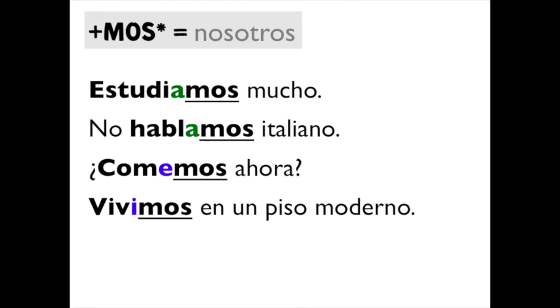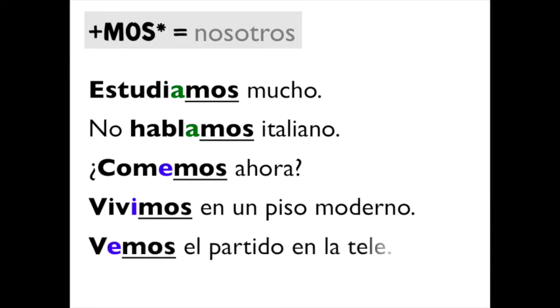Now notice how, because vivir is an IR verb, the nosotros form uses the letter I. Vivimos en un piso moderno. Vemos el partido en la tele. We're watching the match on the TV.